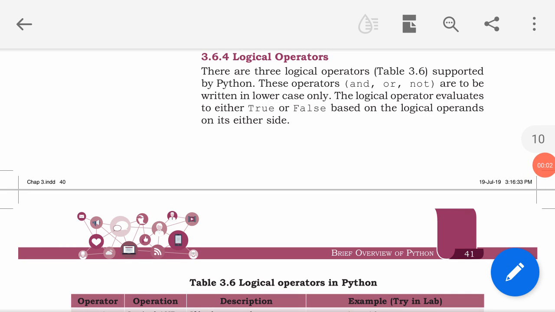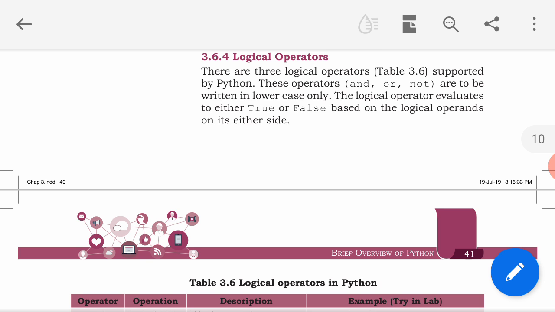Good morning, students. In the previous session, we had discussed arithmetic operators, relational operators, and assignment operators in Python. Today, we will discuss logical operators in Python and membership operators in Python.